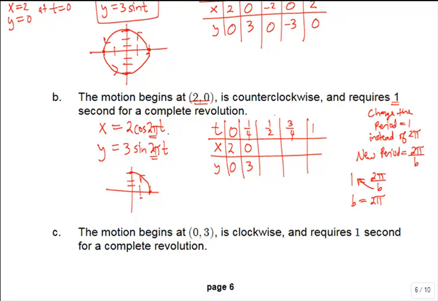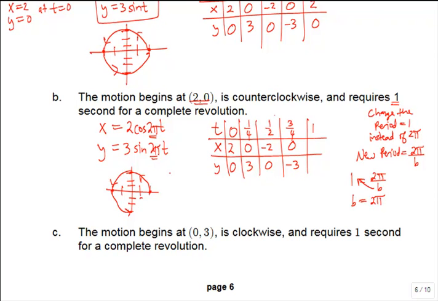If I let t be 1/2, 2 pi times 1/2 is just pi. Cosine of pi is -1, times 2 is -2. Sine of 2 pi times 1/2 is sine of pi, and that's 0. So that point is now over here, and again, we're moving in that counterclockwise direction. If I plug in 3/4, 2 pi times 3/4 is 3 pi over 2, cosine of that is 0. Sine of that is -1 times 3, so this is -3. So now we're down here at the bottom.